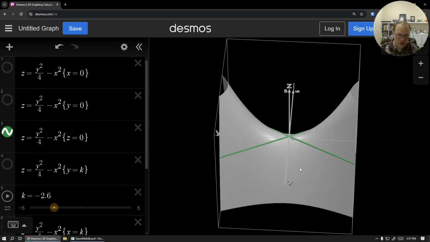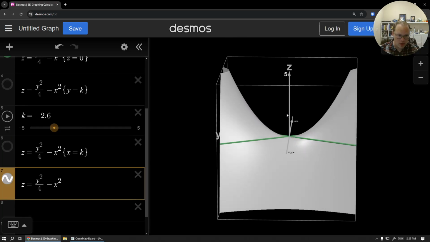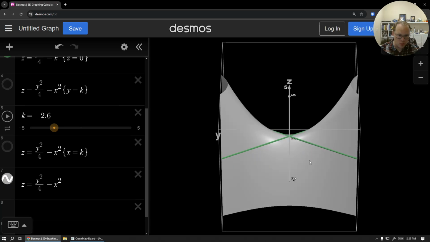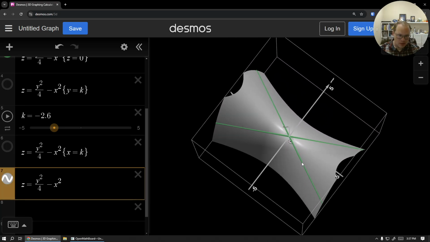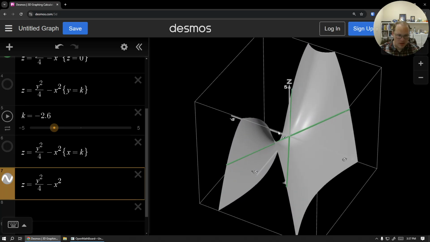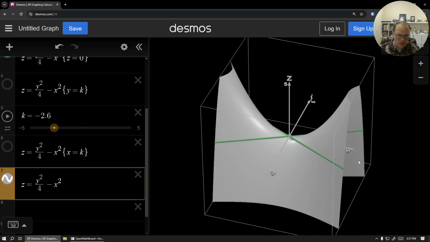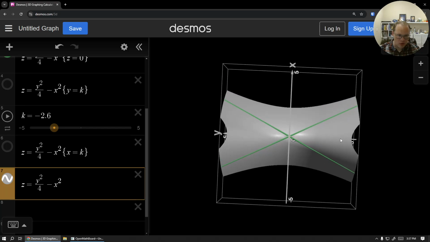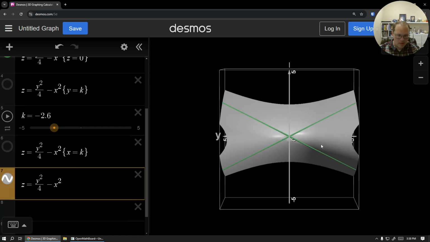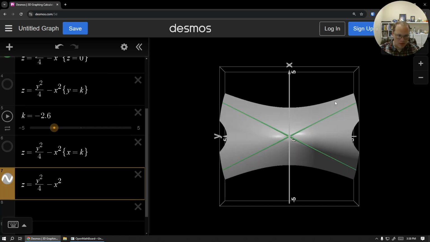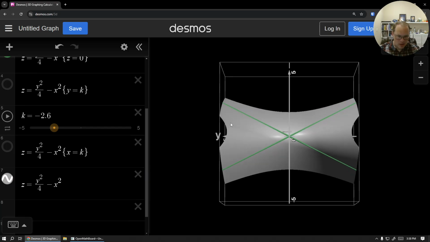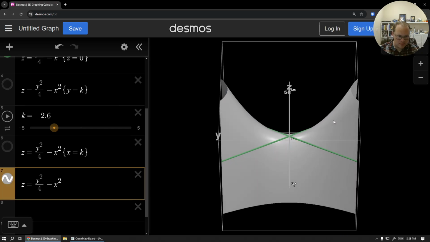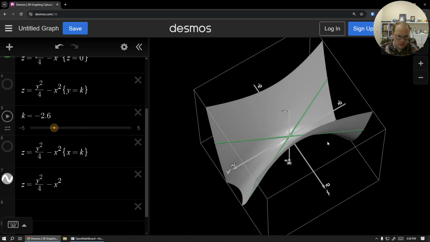And actually, if you change z, if you raise it up a little bit or lower it down a little bit, you will get a hyperbola. This is kind of in the middle where hyperbolas change. If you go lower, you can see that there's a hyperbola opening up and down here, right? And if you go higher, you have a hyperbola opening left and right.